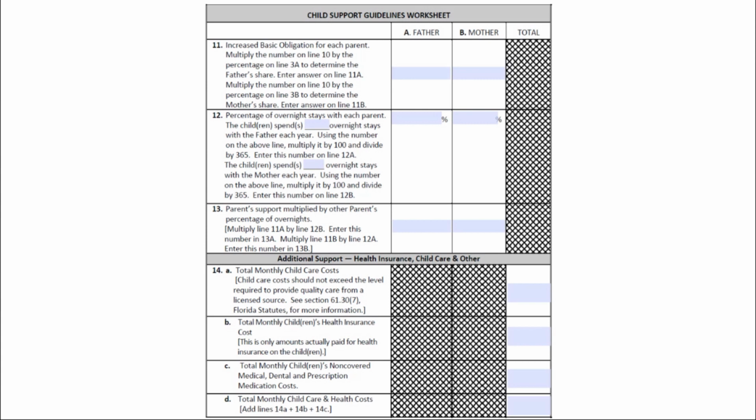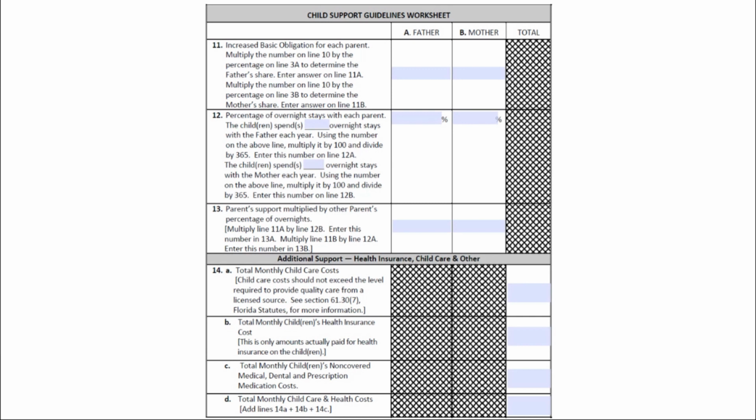It is important that the numbers listed in section 12 for the number of overnight stays for the father and mother, the two numbers together, must add up to 365. Similarly, the percentages in 12A and 12B added together must equal 100% to ensure that you are doing the correct calculations for the court.